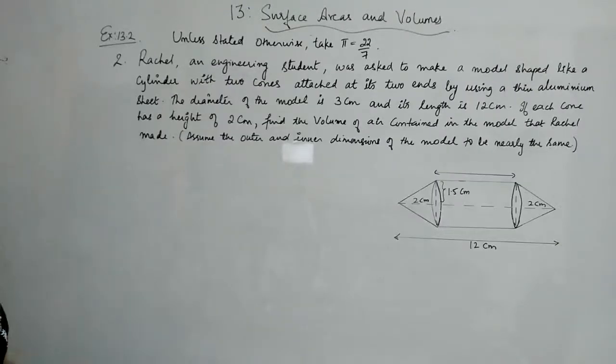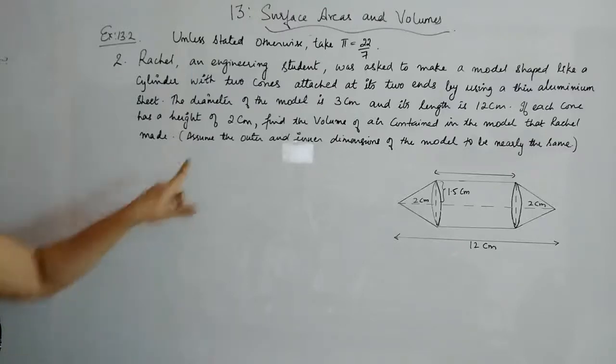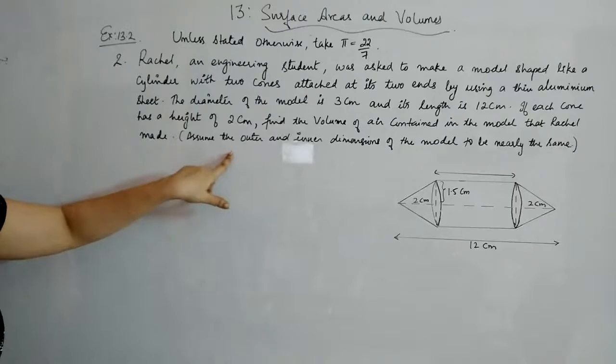Question number 2 is: Rachel, an engineering student, was asked to make a model shaped like a cylinder with 2 cones attached at its two ends by using a thin aluminium sheet. Why they are saying thin aluminium sheet is that the outer and inner dimensions should not differ. That's why. Okay, that is given as an assumption.